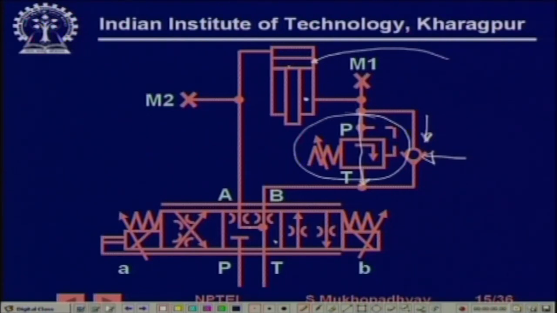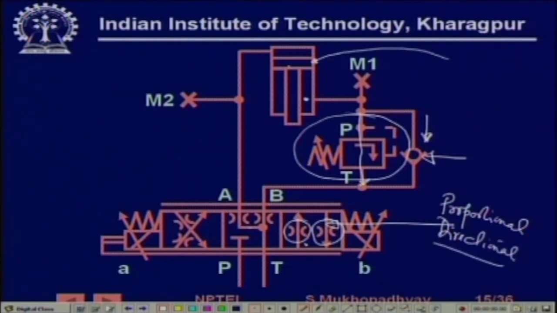On the other hand, if you connect it to this position, these symbols mean that these are proportional directional valves. So it's not only that the position of the valve can be shifted to one of the three, as is commonly known in directional valves, the flow rate can also be changed by using proportional control. So the rest is simple.